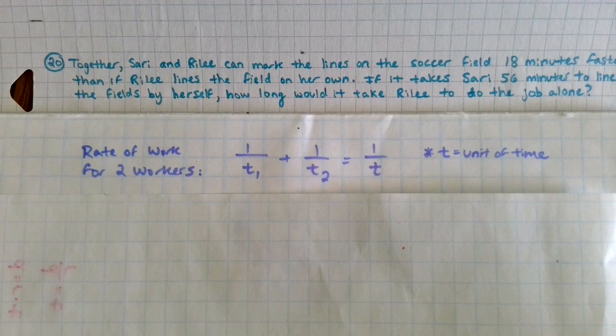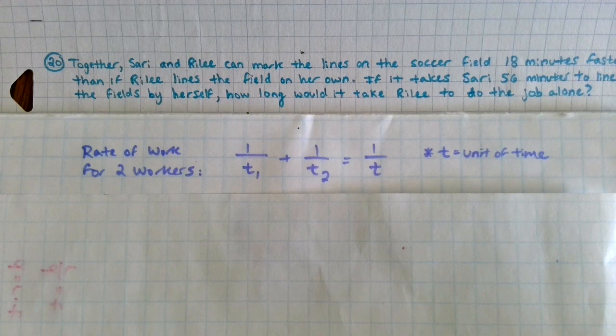Our next example is going to use the same formula. It says, together, Sari and Riley can mark the lines on the soccer field 18 minutes faster than if Riley lines the field on her own. If it takes Sari 56 minutes to line the field by herself, how long would it take Riley to do the job alone? So again, we're doing this rate of work type of question, and it's only two workers.